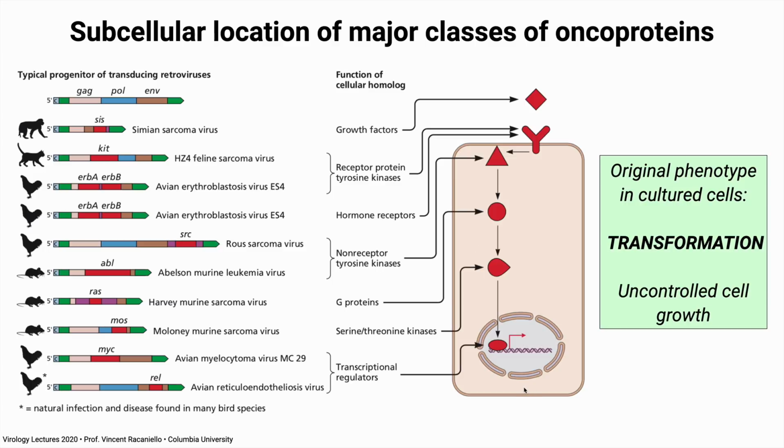That's what a growth factor means. So some oncogenes are actually growth factors themselves. Some are the receptors, some are the parts of the signaling pathways that bring the signal from the surface into the cell, and some of them are even transcription factors that turn on genes that make cells divide. So remember, the original phenotype of these transforming retroviruses in cultured cells was transformation, uncontrolled cell growth.